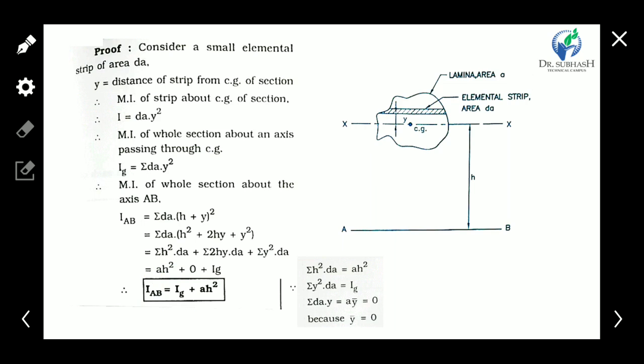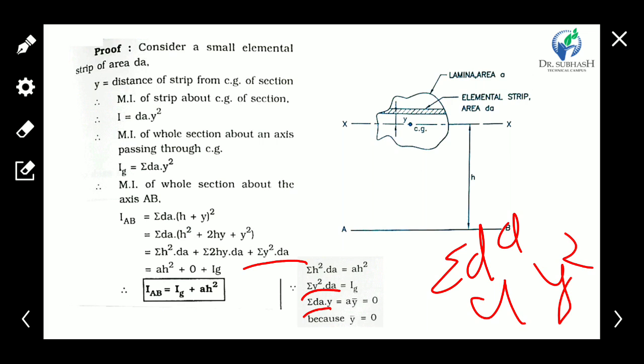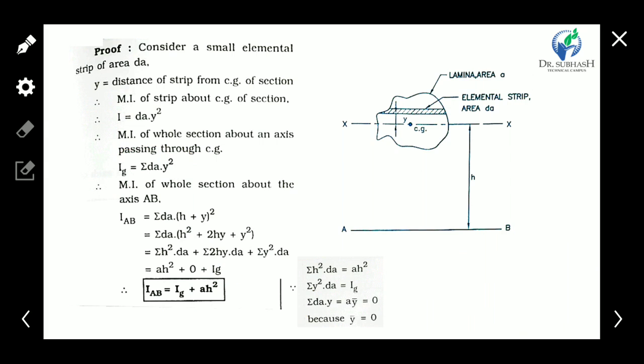Now the last element is the summation of dA into y square. What is that? Summation of dA means area, and y square, what is defined by that? It's IG. So here write IG, the moment of inertia about the center of gravity.